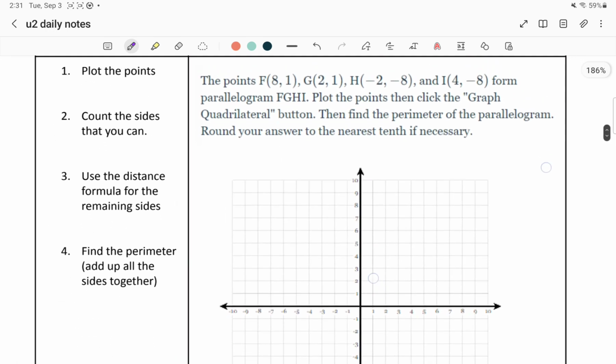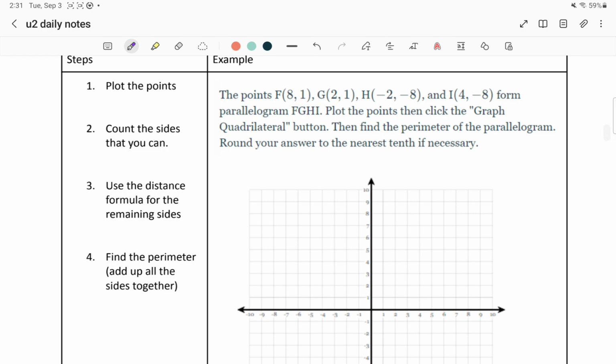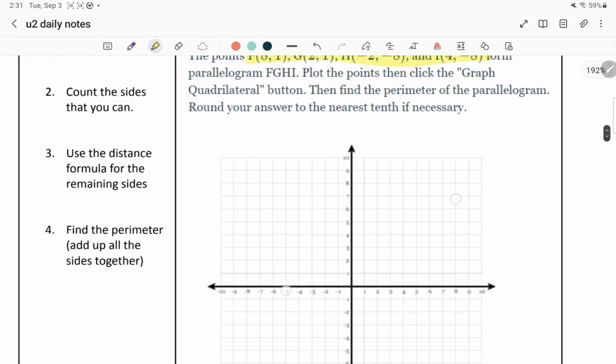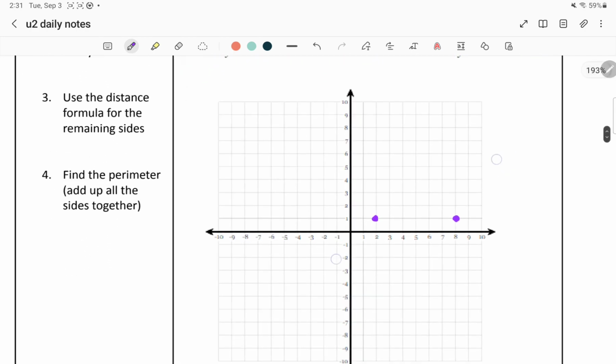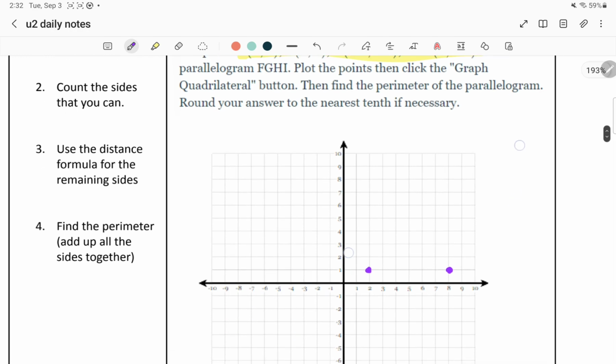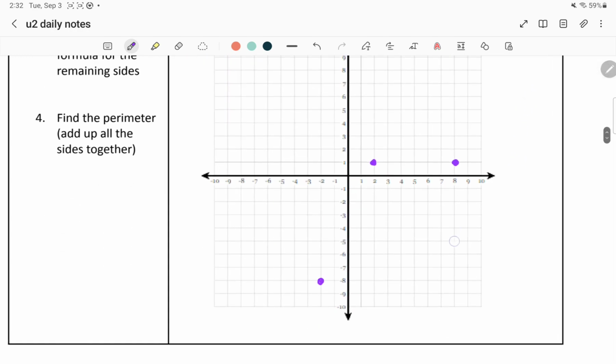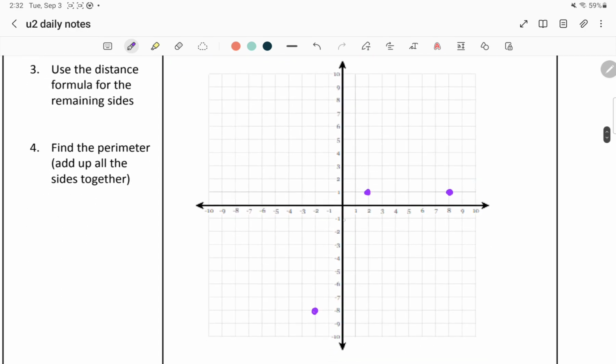Okay, so here's what your questions look like on Delta Math. It's going to ask you to plot those points. So here are your points. Let's do that really fast because that is step 1. So I've got 8, 1, 2, 1, negative 2, negative 8, 4, negative 8. Okay, looks like I've got a nice little parallelogram looking thing here.